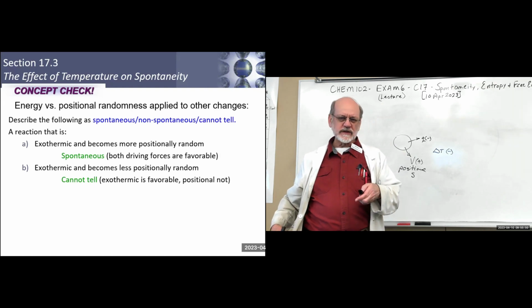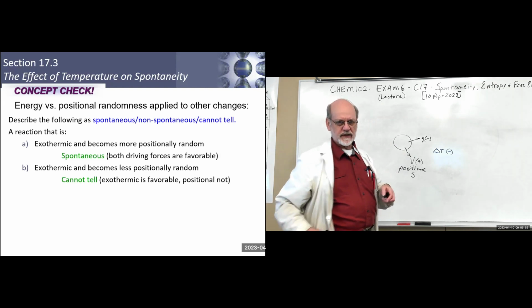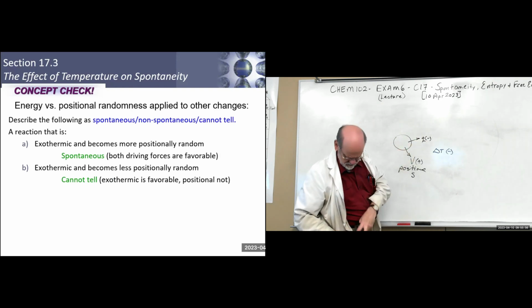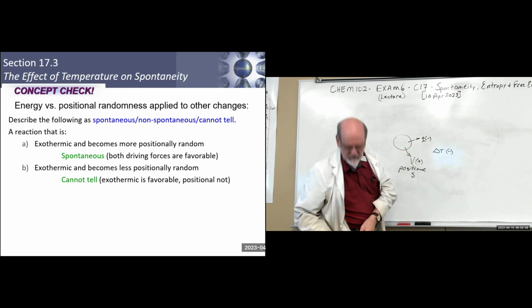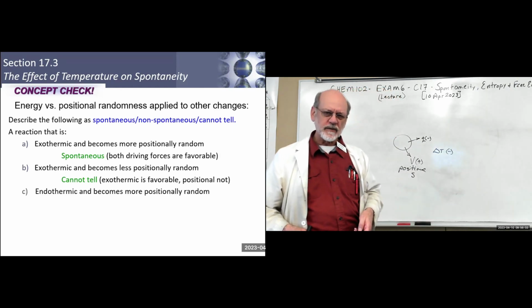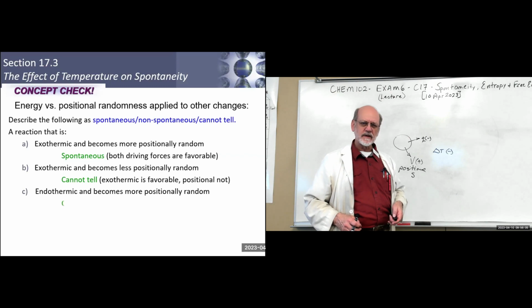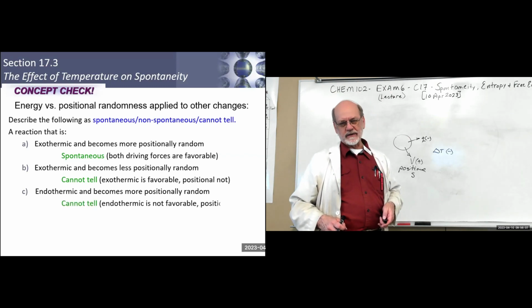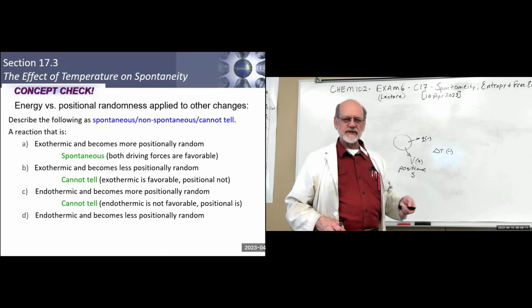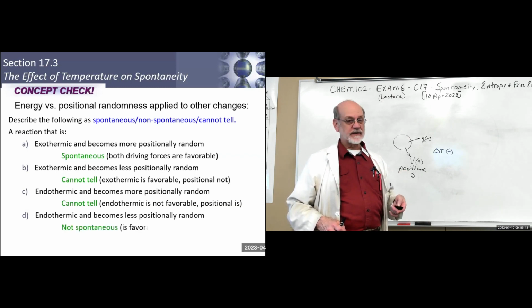So in that case, you would need to know both of them. Which one is bigger, this change or that change? What effect would it have on the overall? If it's endothermic and becomes more positionally random, we can't tell that one either. But if it's endothermic and it's less positionally random, then that's not spontaneous.